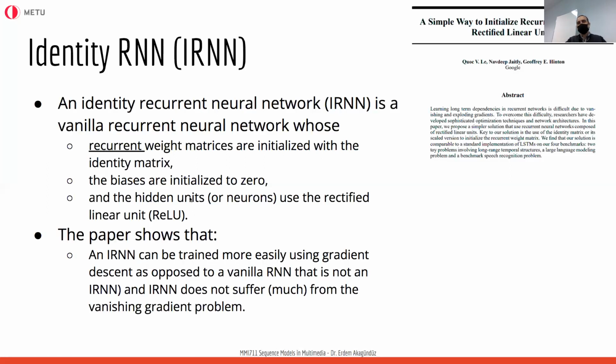And the paper came up with the results that an identity recurrent network can be trained more easily using gradient descent as opposed to vanilla RNN. This is not an identity RNN because when we are initializing vanilla RNNs, we don't initialize them with the diagonal matrix, hidden states having no correlation or 0 biases. And it does not suffer much from the vanishing gradient problem. So yes, mathematically, there could be ways to overcome this. But today we know that it is not the solution to solve this.